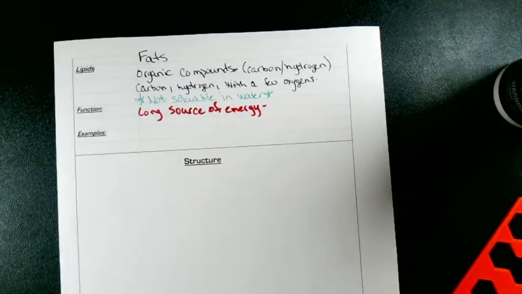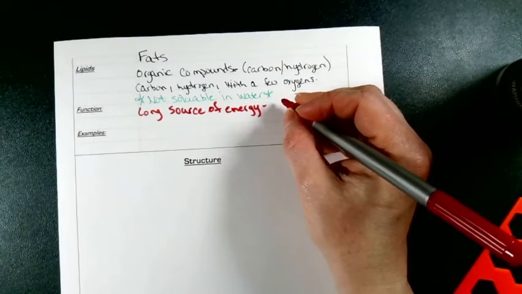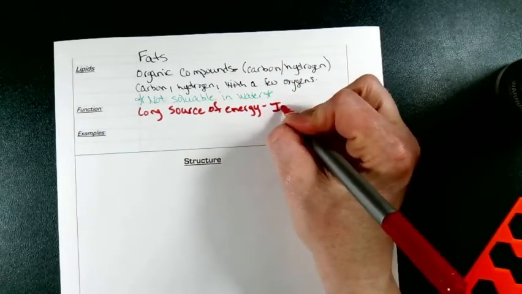And here's a fun fact. Your brain is mainly composed of fats. So without that fat, your brain starts to get sluggish and not think because it doesn't have what it needs to be able to keep going. So it's a longer source of energy, and also an insulator.